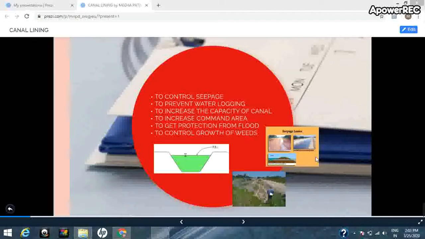If the canal is not lined, a smooth surface is not provided, therefore the velocity of flow is less, and since the velocity is less, only a larger cross-sectional area of the canal would result in a high amount of discharge. Therefore, the most important point here is that if we line the canal, we can increase the capacity of the canal.